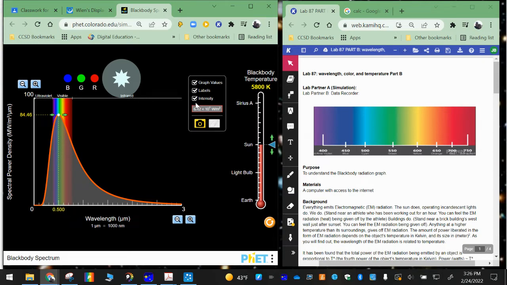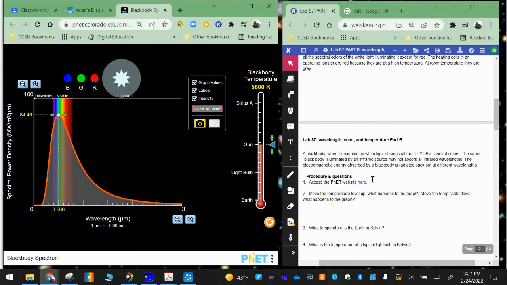Luckily, we do get the values of wherever this curve peak is. There's a ruler coming down here telling you where it is, and this over here is the number of photons, or photon count. Notice it has a temperature here, and you can move the scale up or down for star Sirius A, the sun, light bulb, and of course the Earth. So go ahead and read this here.